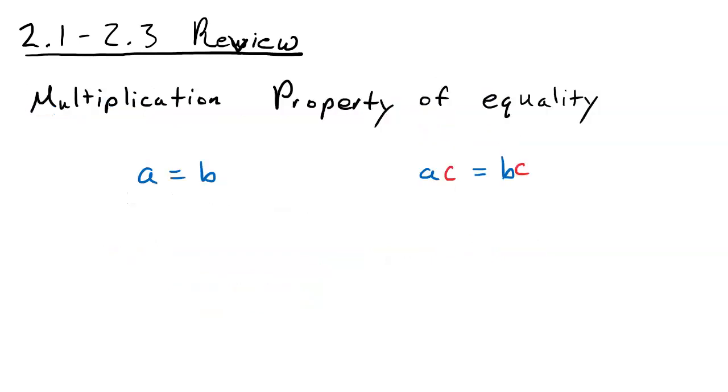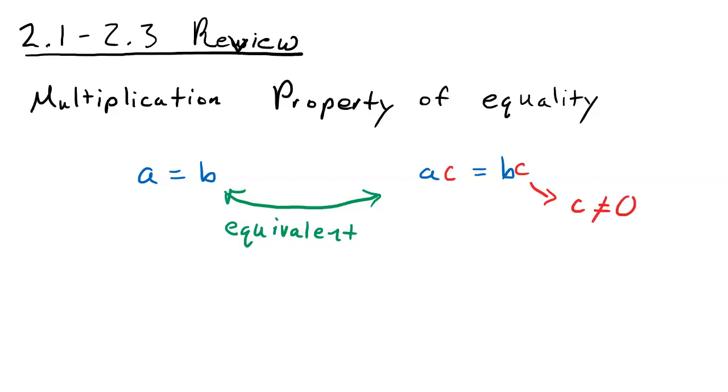And then lastly, in chapter 2.3, we talked about the multiplication property of equality. This property just states that if a equals b, then a times c equal to b times c are equivalent. So these two are equivalent. And remember that while in the addition, you didn't have any stipulations other than a, b, and c are real numbers. Let me write equivalent first. Okay. But in the multiplication property of equality, c cannot equal 0. So c does not equal 0. And that's the only restriction.